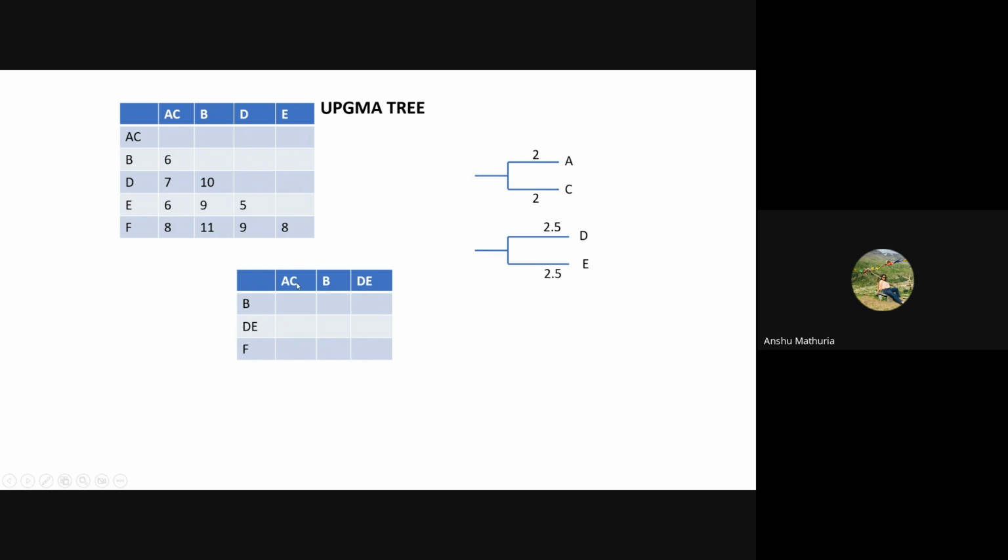Okay. And similarly here, if you have to calculate the distance between AC and DE, what you will do is take the distance between AC with D and AC with E. That is 7 plus 6 divided by 2. So can you calculate the distances and tell me? You have 2 minutes to do it.